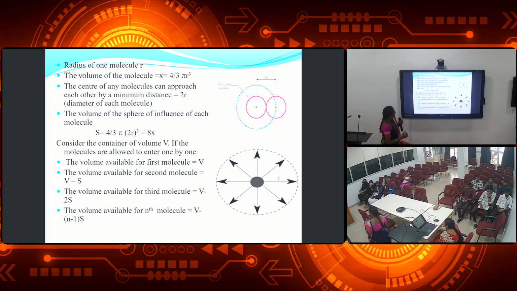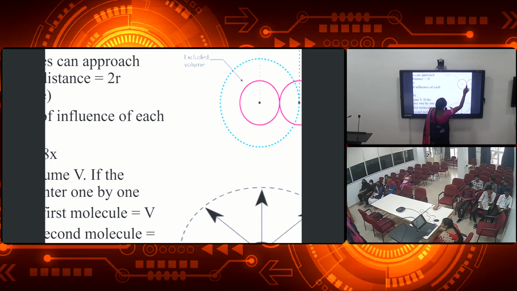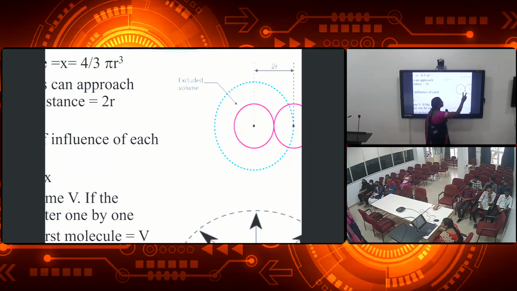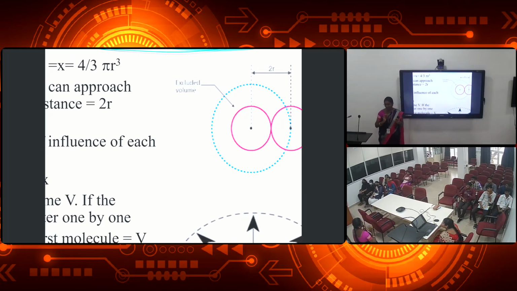Here, this is one molecule and this is another molecule. One molecule can approach the other, but the minimum distance should be 2r. One molecule has radius r and the other molecule has radius r, so the minimum distance between them should be 2r.